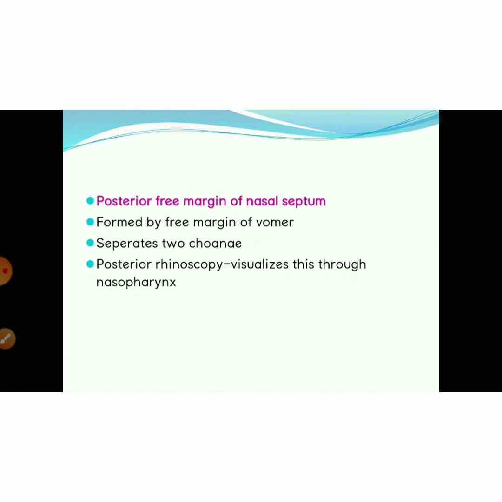The posterior free margin of the nasal septum is formed by the free margin of the vomer, which separates the two posterior nasal apertures or choanae. The free margin of the septum can be inspected through the nasopharynx by a procedure called posterior rhinoscopy. I will show the picture later.